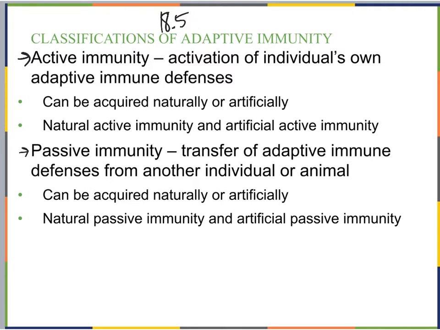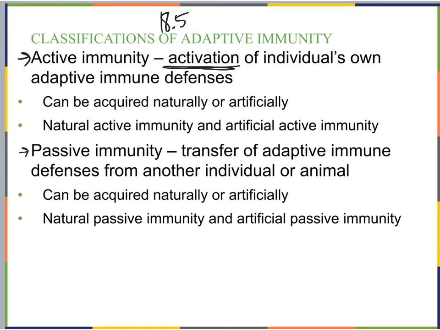So active immunity is where we actually activate the individual's own adaptive immune defenses. What this means is the actual person that we're speaking about has to have actively fought off some certain type of pathogen in order to have our immune defenses built up against that particular pathogen. So an activation of the individual's own adaptive immune defenses. We've gone through the process with the T cells, with the B cells, even with our innate nonspecific immune response. But here we're talking about, of course, the adaptive immunity.